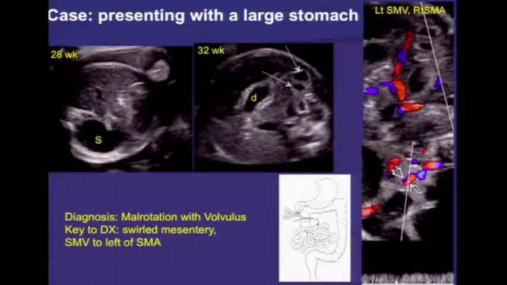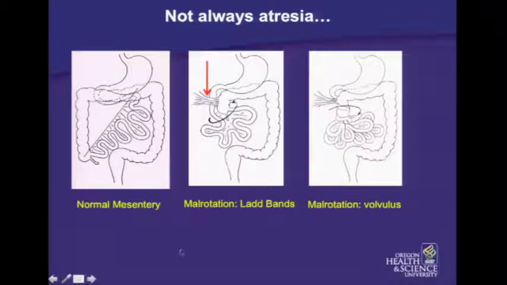And the key to the diagnosis was the swirled mesentery and the SMV to the left of the SMA. So remember that normal mesentery lies just so, but if there's malrotation, the cecum is pulled medially, and you may have these fibrous bands called Ladd's bands that can cause duodenal distension. And then if there's further volvulus, one can get obstruction of several different GI structures.